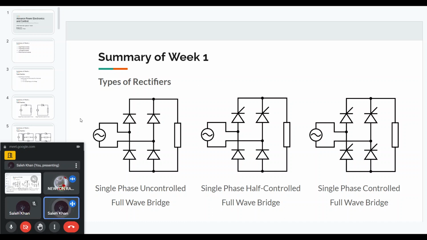We can have a fully uncontrolled where we have four diodes, or fully controlled where we have four SCRs. In between, we have a few options for half controlled, or what is called a semi converter, with two thyristors and two diodes. Here I've shown two thyristors on the top and two diodes on the bottom. But there can be other options as well, where two thyristors in one leg and two diodes in another leg, or two thyristors in diagonal, and so on. So these are the single phase rectifiers.